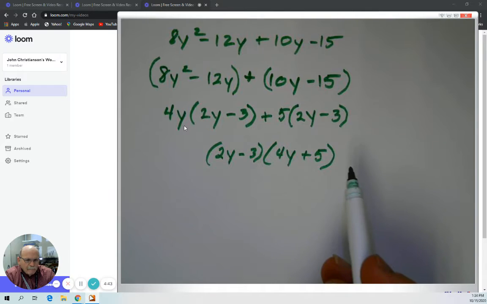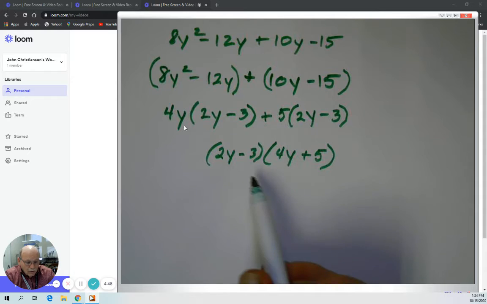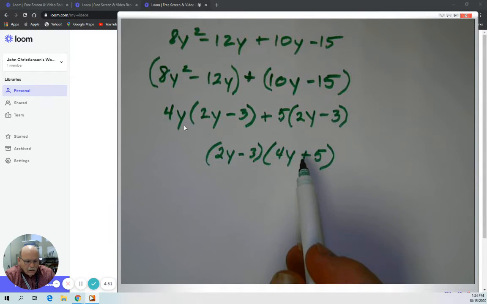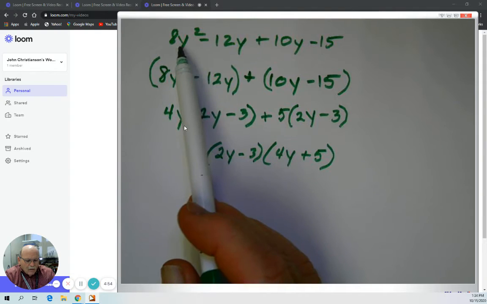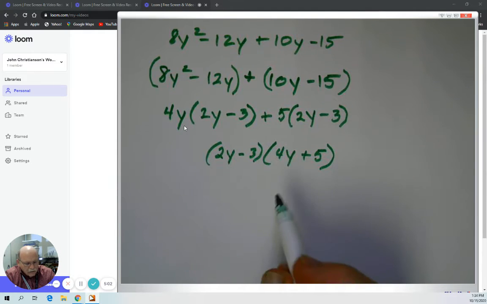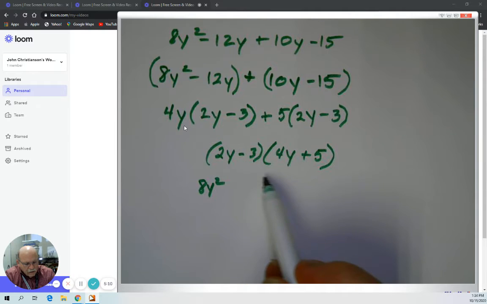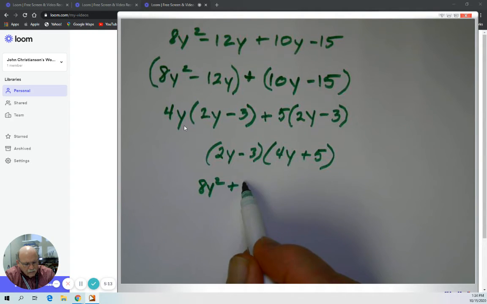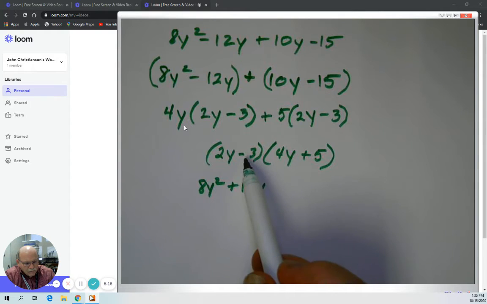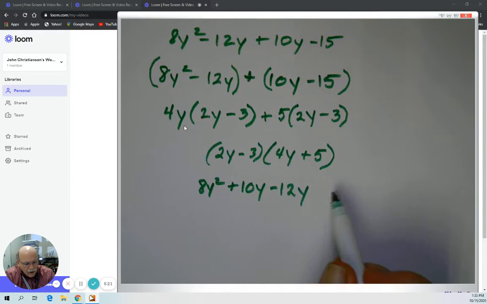Now, I do want to point out that you should be able to put all this back together and end up with 8y squared minus 12y plus 10y minus 15. So let's look at that and see if that's actually what happens. 2y times 4y is 8y squared, right? And 2y times 5 is 10y. And negative 3 times 4y is negative 12y. And negative 3 times 5 is negative 15.